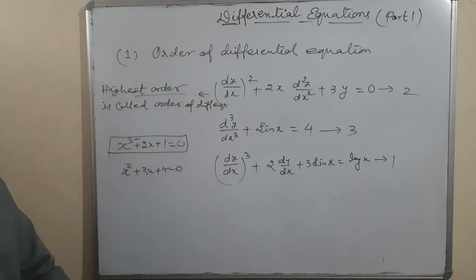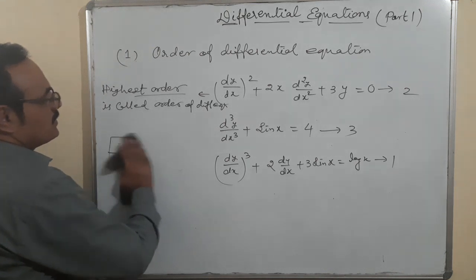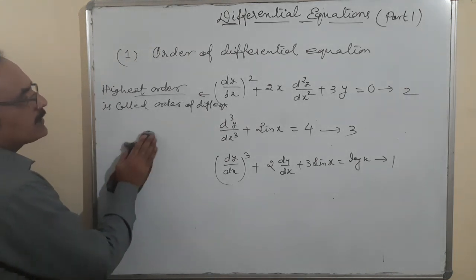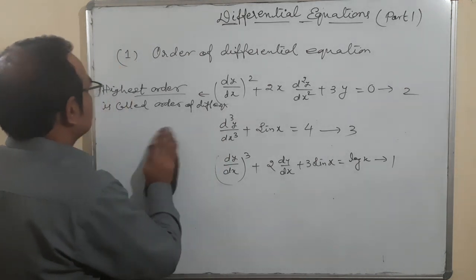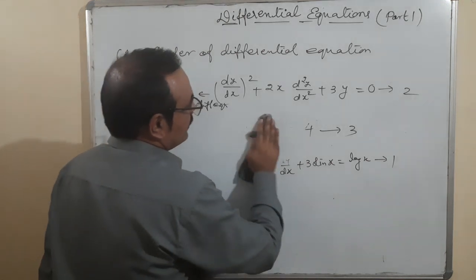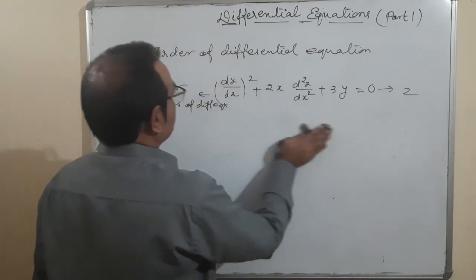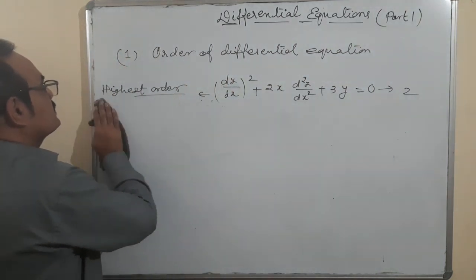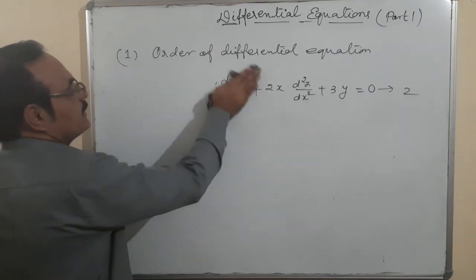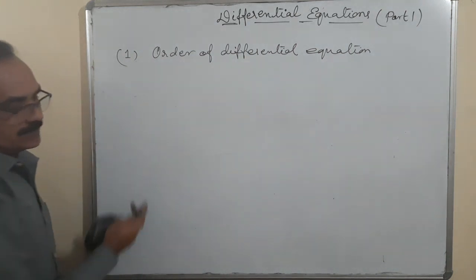In order, I don't think you have any problem. When we are finding the order of the differential equation, simply see that the highest order derivative is called the order of the differential equation. Okay. Second one is degree, the degree of the differential equation.